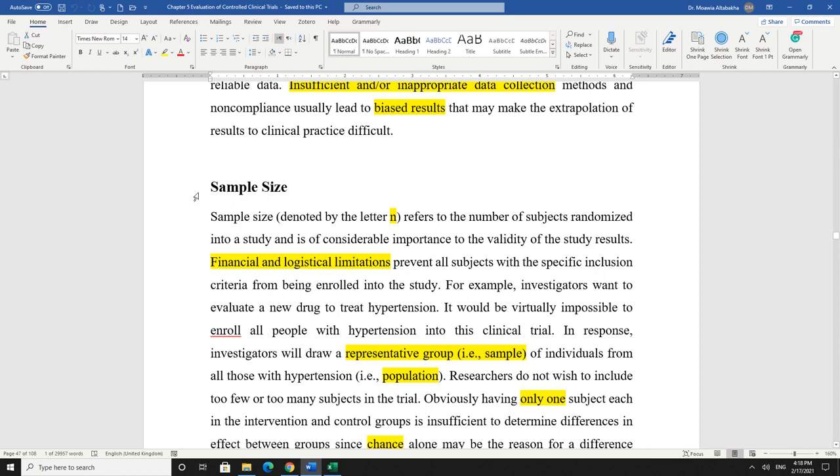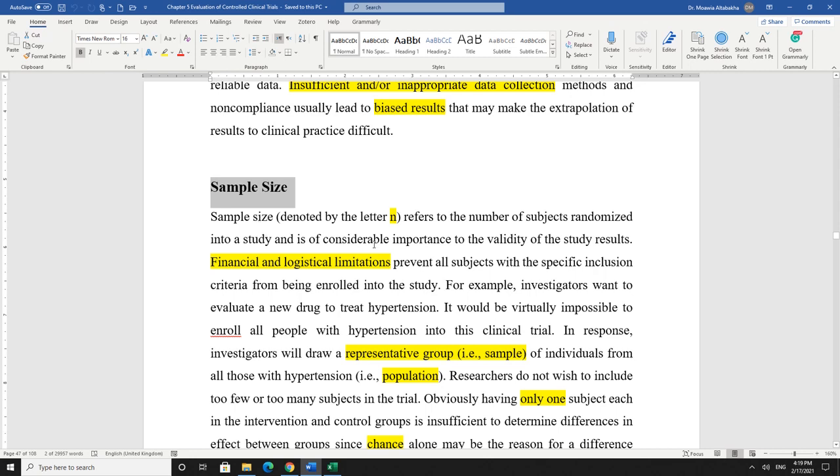Now we will talk about a very important thing, which is sample size. Now you cannot write a paper or do a research and say, okay, my sample size depends on convenience, or convenient sample size. There is no such thing in science. There is no such thing as convenience.